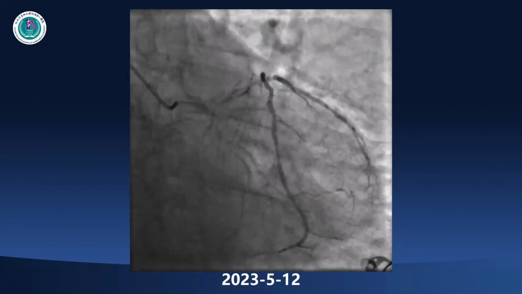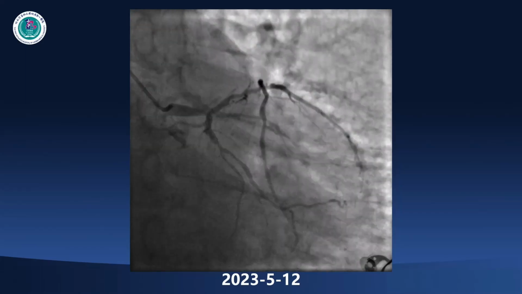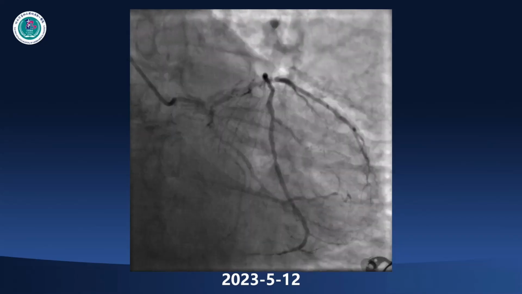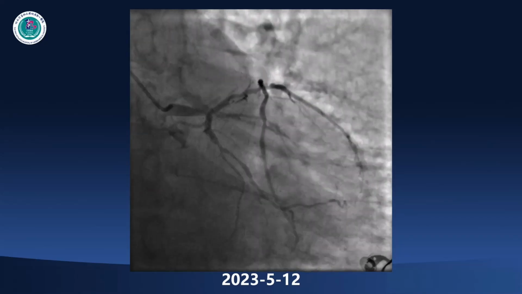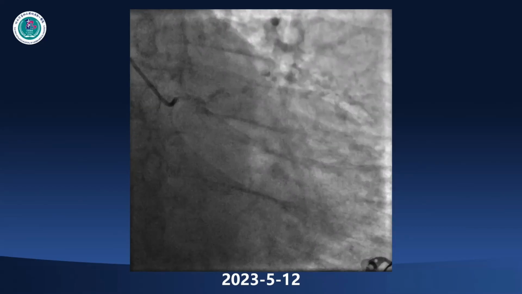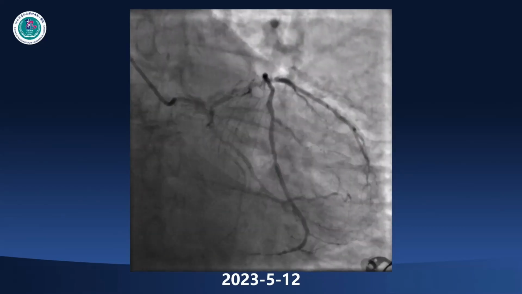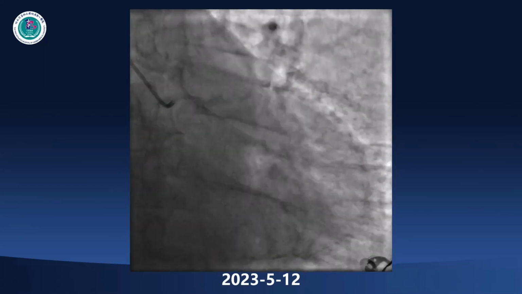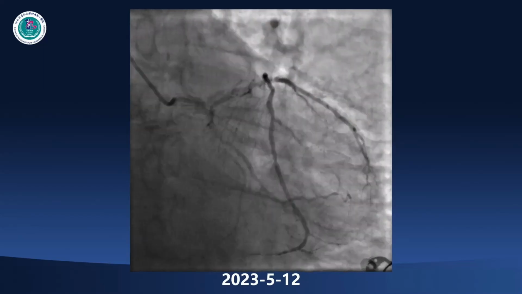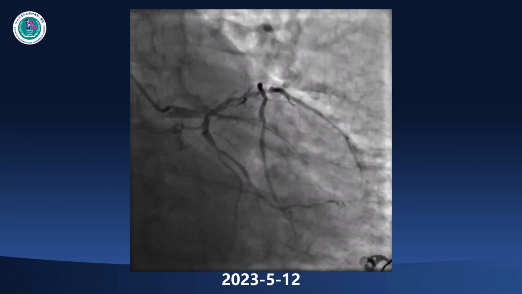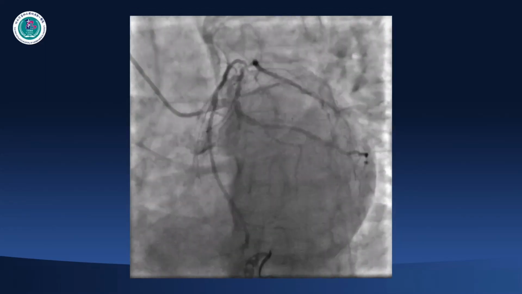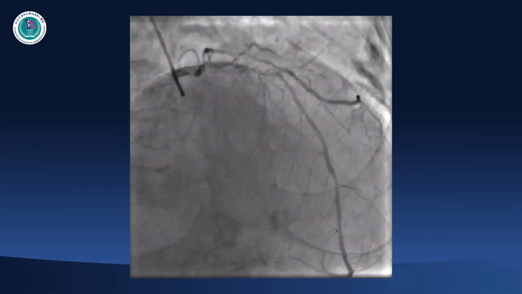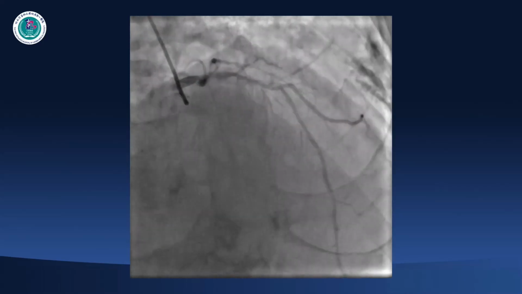This is the angiography on May 12th. From the angiography imaging, we can see severe stenosis at the distal left main and the proximal to middle left anterior descending, with severe calcification. You can see the severe calcification.